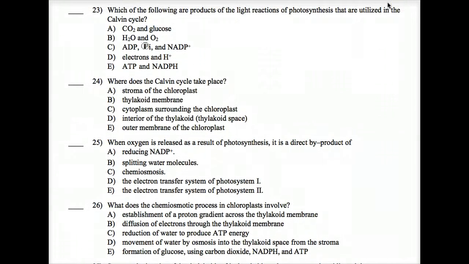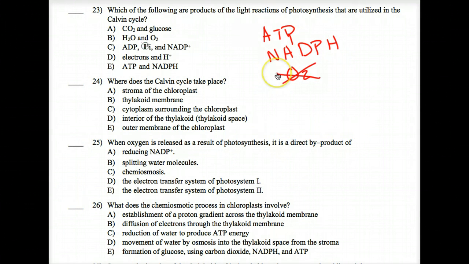23. Which one of the following are products of the light reactions of photosynthesis that are utilized in the Calvin cycle? So light reaction products are ATP, NADPH, and oxygen gas, which is a byproduct. So what am I going to use in the Calvin cycle? I'm not going to use my oxygen gas, so my answer is going to be ATP and NADPH, and that is E.